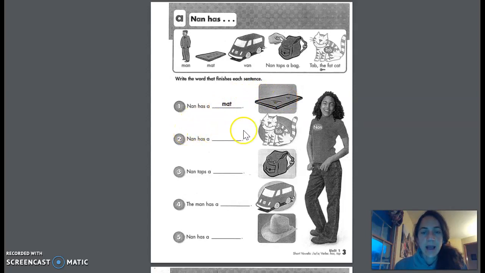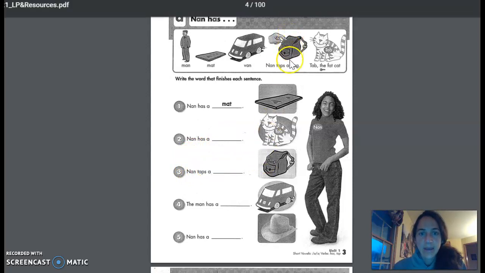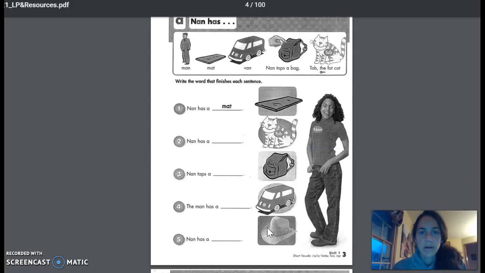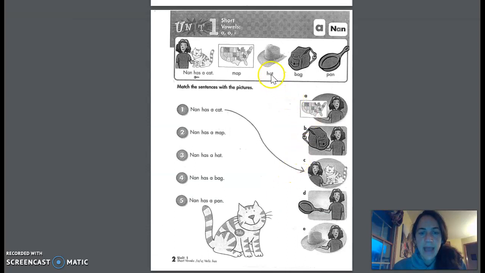Nan has a cat. So you will write C-A-T, cat. Pueden escribir C-A-T. Nan taps a bag. The man has a van. Nan has a hat.